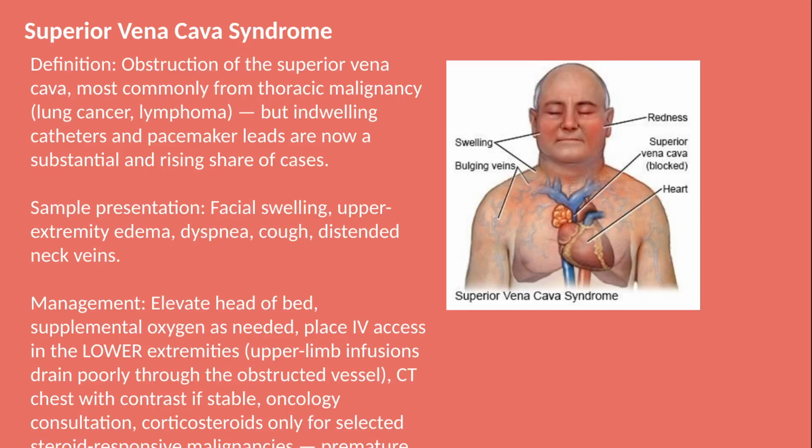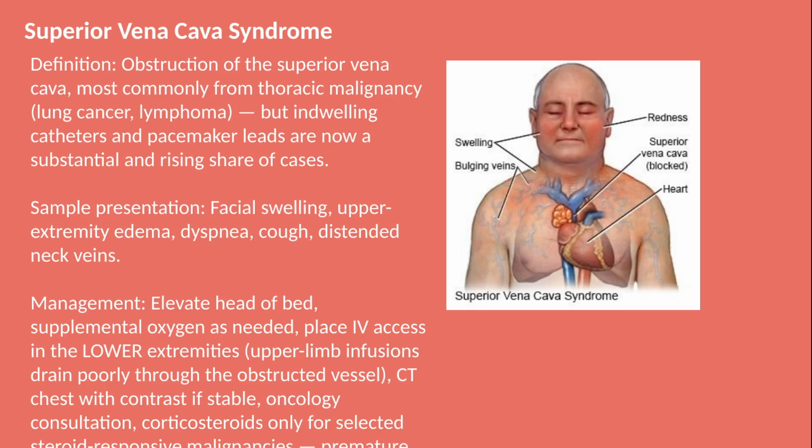Superior vena cava syndrome is obstruction of that vessel, most often by thoracic malignancy such as lung cancer or lymphoma, and increasingly by indwelling catheters and pacemaker leads. The patient describes facial and upper extremity swelling, dyspnea, and cough, made worse by lying flat or bending forward, with distended neck and chest wall veins on examination.